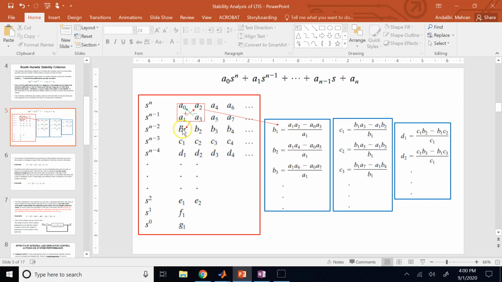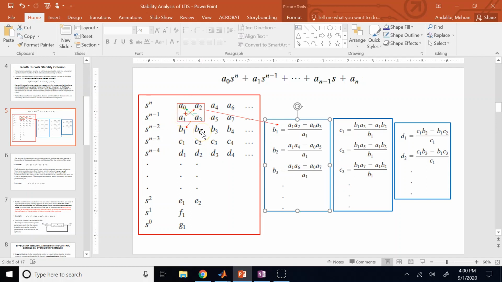B1, this first element, is going to be, if you draw a 2 by 2 matrix between a0, a1, a2, and a3, then the determinant of this matrix with a negative sign is going to be what? a1 a2 minus a3 a0. In determinant you multiply diagonals minus anti-diagonals. Here it is the opposite: you multiply the anti-diagonals positive, then minus the diagonals, and then divide it by this number right above B1, which is A1.